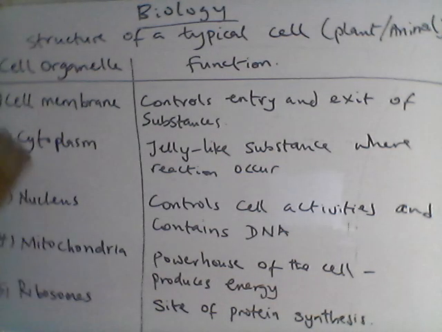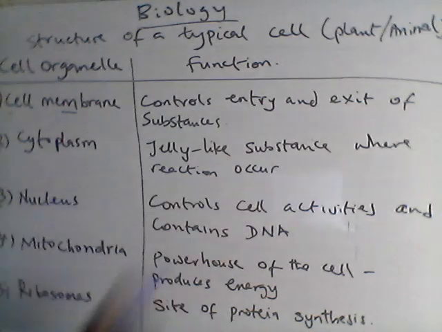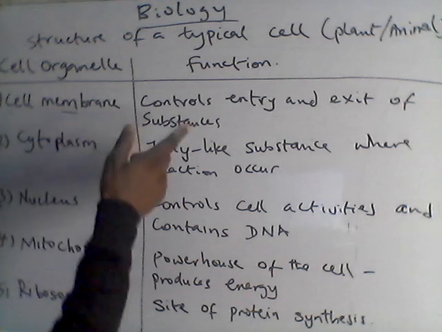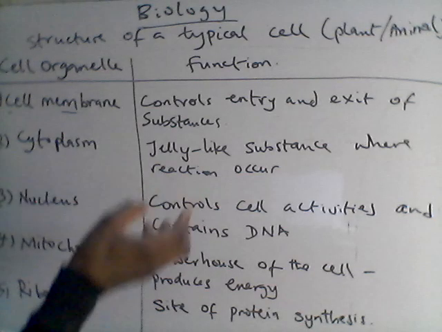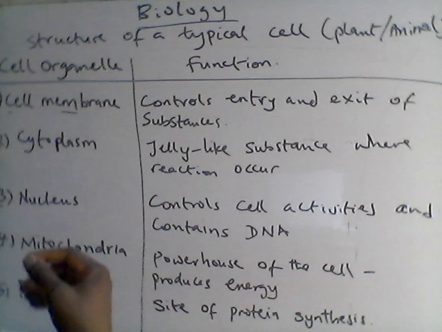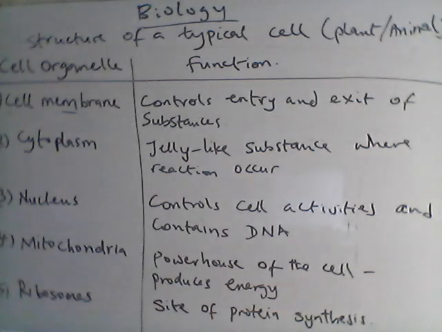So the first one we have here is the cell membrane. The cell membrane controls entry and exit of substances. So the cell actually interacts with its environment. The cell membrane is like a door where the substance can enter. It's just like a skin around the cell, a skin that defines the area that the cell is covering. So it controls the entry and exit of substances. It takes in substances, and from the membrane, substances can go out.